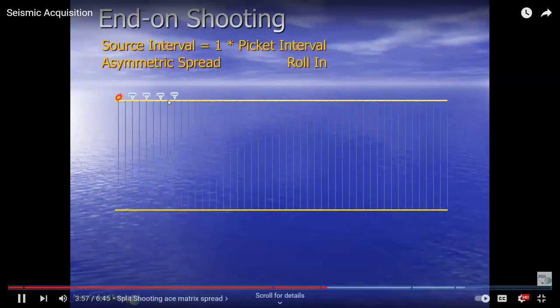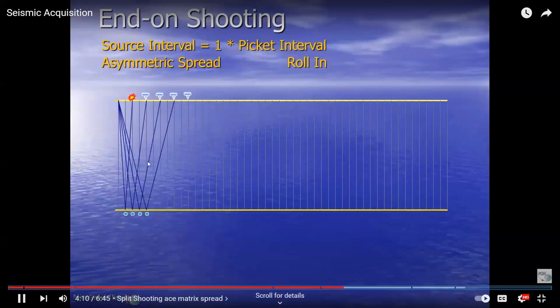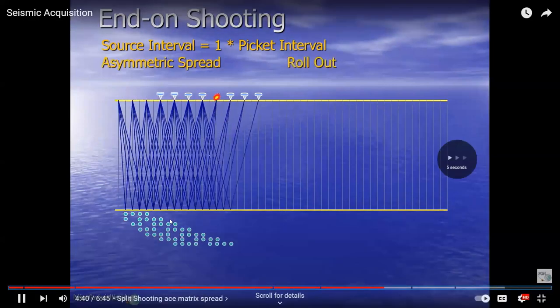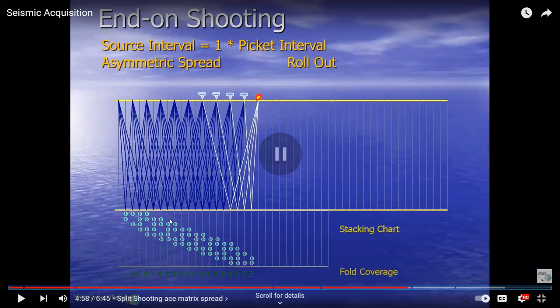Let me go to the third example, which is the asymmetric spread. We had before a symmetric spread. In the asymmetric spread, as you can see, the shot starts from the beginning and is followed by the receivers. We will go for the first division, which is the 50 meter one. So you move every 50. Again, that's the first shot. Then he will move to the second shot. We will have it like this. Again, we will have here the highest point covered, which is 4. And on the edges, there will be less coverage.